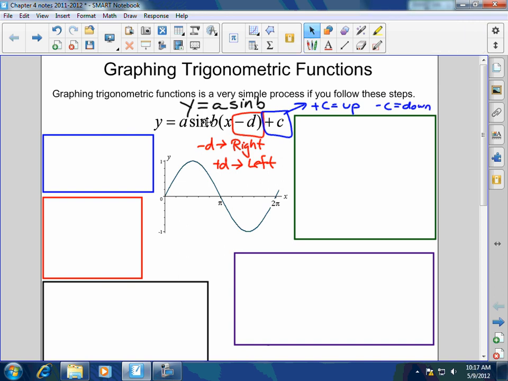Now, the way the book wants you to do it, and most teachers do this, is that they first graph the parent function. The parent function, which would be this guy right here. Once they graph that, then they take each point and they shift it to the right or to the left based on the D, and then they shift the points up or down based on the C. I'm not knocking that method. That method works. It is valid.